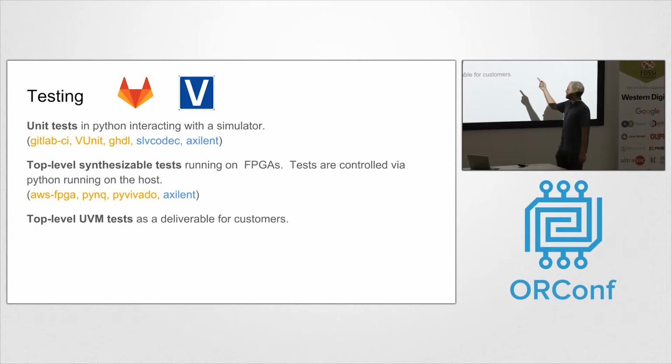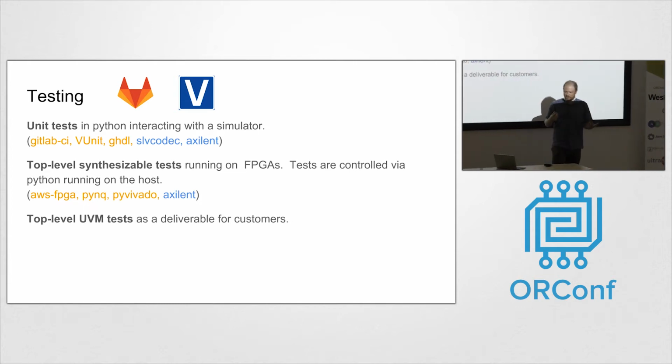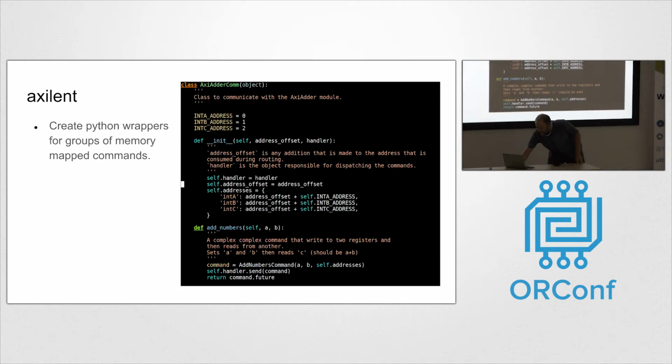The top level tests would actually be nicer if I was running on it. So basically what this axilent package is, is this Python level of abstracting out this kind of memory mapped interface to give it a Python interface.